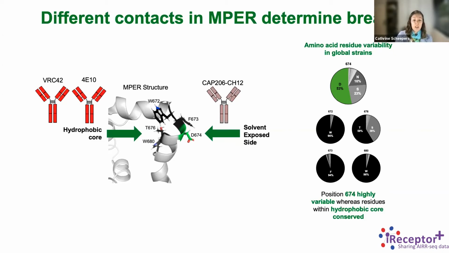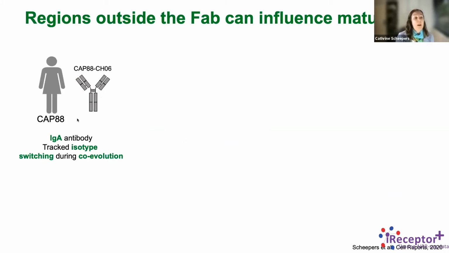So we've also learned from cap88-Trv06 that regions outside of the Fab can also influence maturation. cap88-Trv06 is an IgA isotype, and because of this, we were able to track isotype switching within the coevolution. Within this particular lineage, we identified multiple antibodies that have identical Fabs but different isotypes, and this allowed us to test the direct influence of the Fc portion, or the isotype, on antibody neutralization.